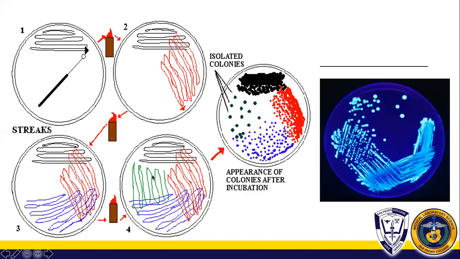Now, this is because we want to isolate colonies. So after inoculation, you incubate. The next day, check for colonies. This is how the colonies would spread out with this type of streaking method.